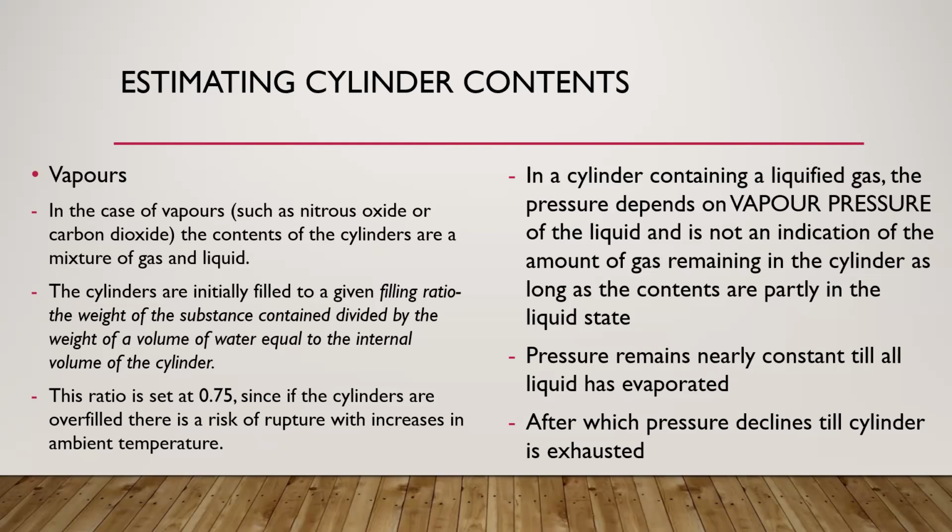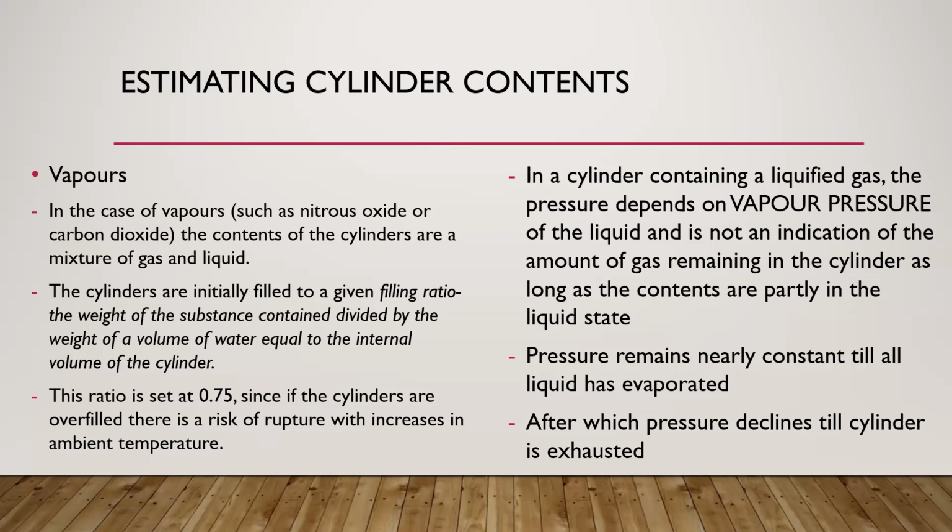What you normally do is that the cylinders are not filled to the brim. They are filled to a given filling ratio, which is defined as the weight of the substance contained divided by the weight of equal volume to the internal volume of the cylinder. For most nitrous oxide, the filling ratio is about 0.75, so they're only 75% full. This is to reduce the risk of rupture when there's an increase in temperature.